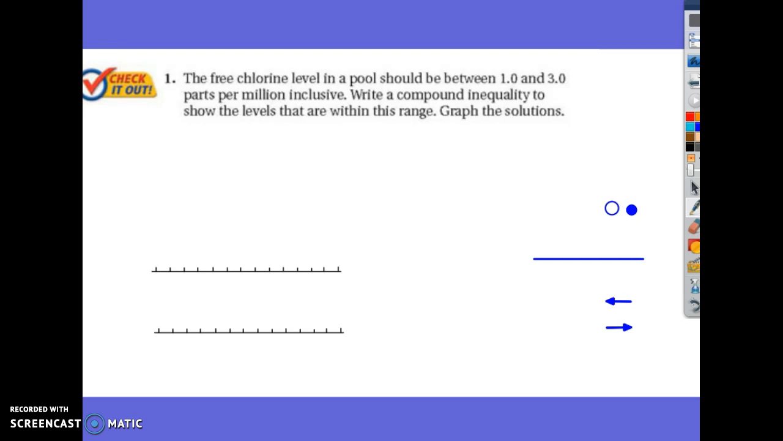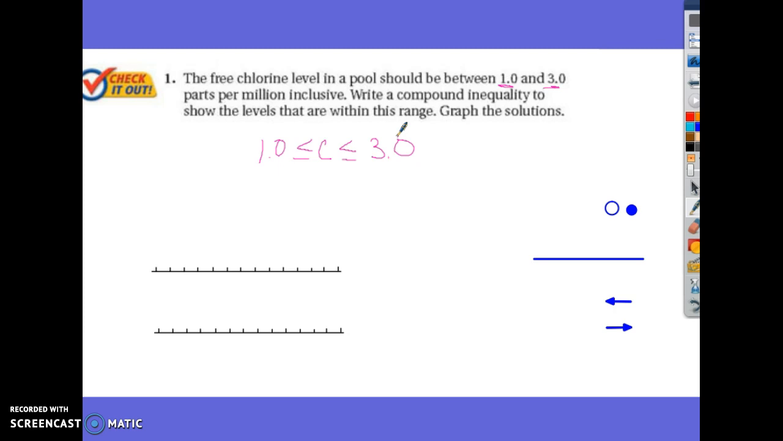The free chlorine level in a pool should be between 1 and 3 parts per million inclusive. Write a compound inequality to show that the levels are within this range. So this is telling us that the chlorine has to be greater than or equal to 1.0, but the chlorine also has to be less than or equal to 3.0. So this is called an inclusive compound inequality.